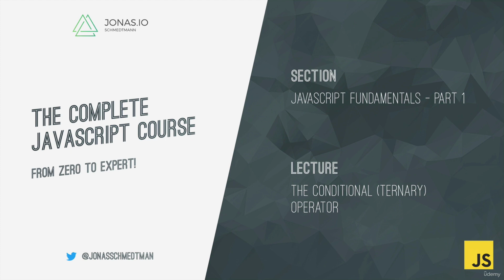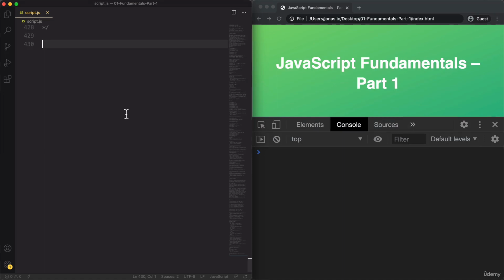So we already saw two ways of writing conditionals, the regular if-else statement and the switch statement. But there is another one, and that's the conditional operator. And this one is actually really nice. So let's check it out. The conditional operator allows us to write something similar to an if-else statement, but all in one line.